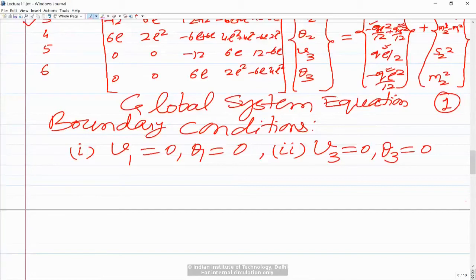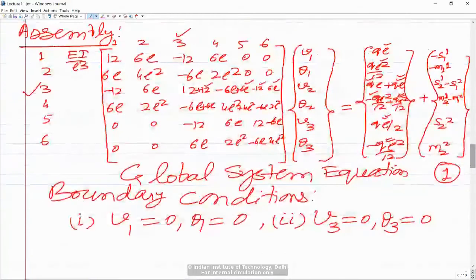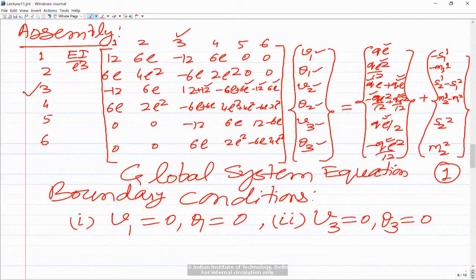Now the third set of boundary conditions. Now we have got this v10, theta 10, this v30, theta 30. So the unknowns are now this v2 and theta 2. The additional unknowns are s22 and m22. But how do we get this s21 minus s12, m21 minus m12? That is what we need to look at.